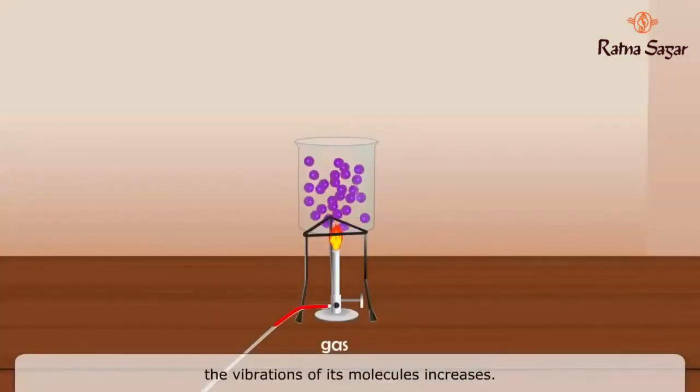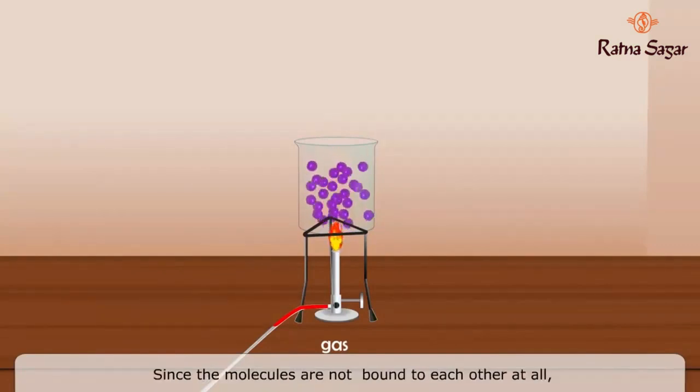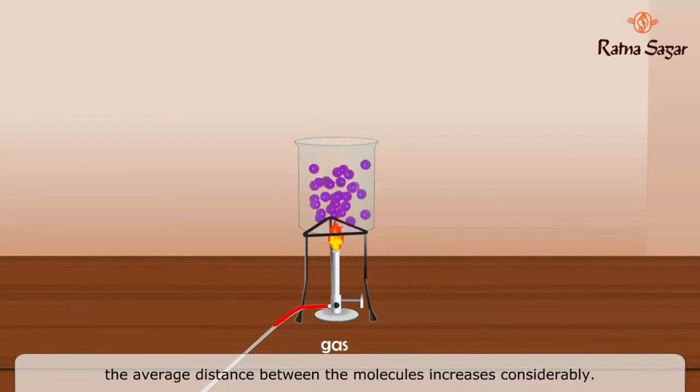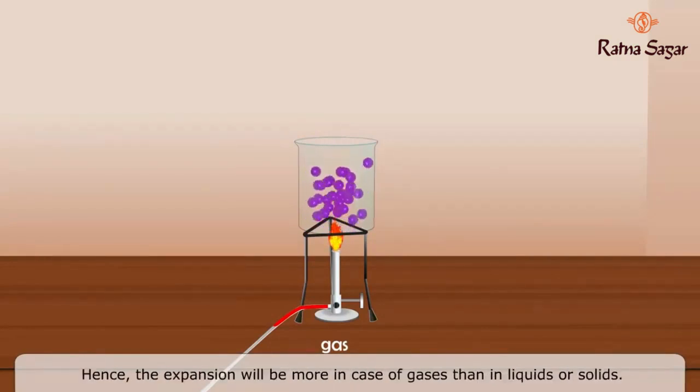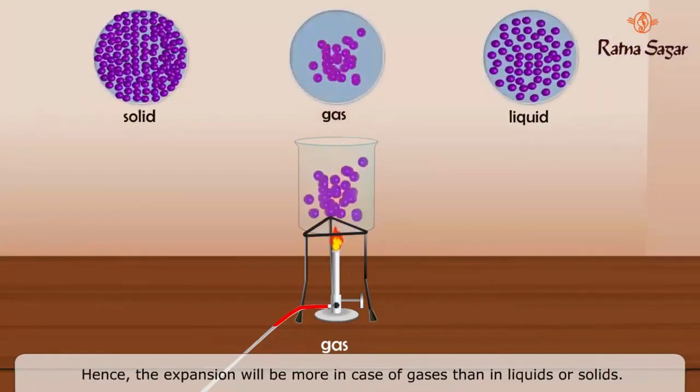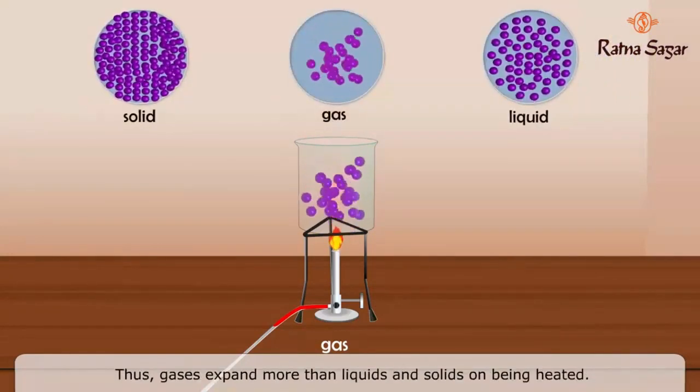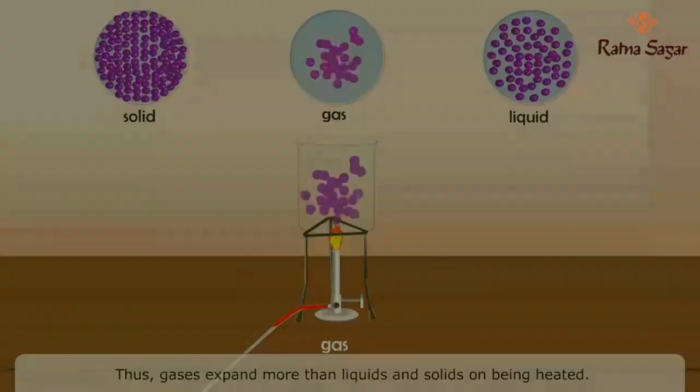Expansion in gases. On heating a gas, the vibrations of its molecules increase. Since the molecules are not bound to each other at all, the average distance between the molecules increases considerably. Hence, the expansion will be more in case of gases than in liquids or solids. Thus, gases expand more than liquids and solids on being heated.